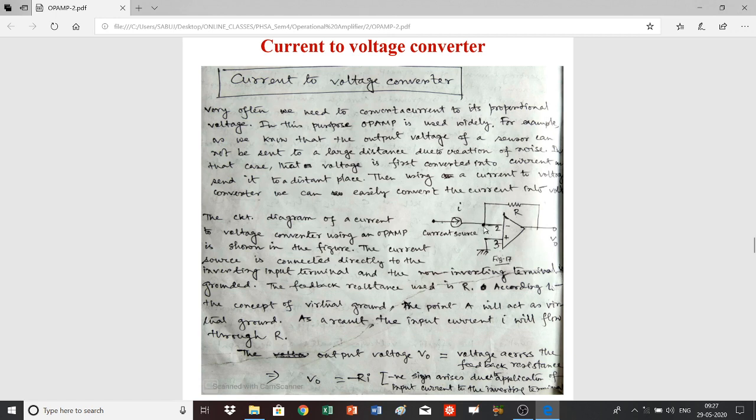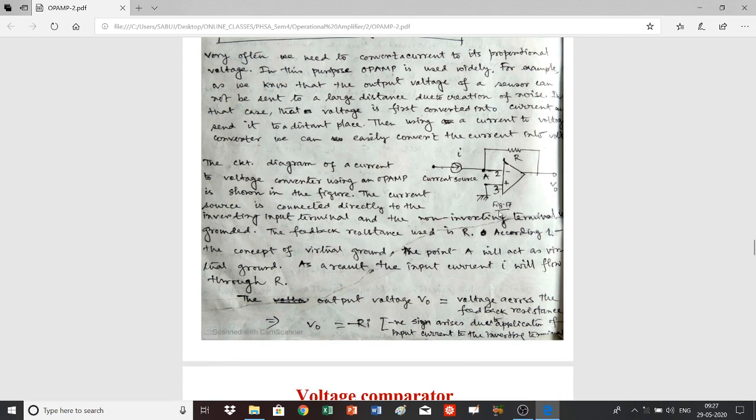And since the input impedance of an op-amp is very high, or infinity, this current will not pass through the op-amp, and the entire current will pass through the resistance R. So in that case, the output can be written this way: the output voltage is nothing but the voltage across the resistance R, which is equal to R into the current passing through this resistance. So V0 is equal to minus R into I.